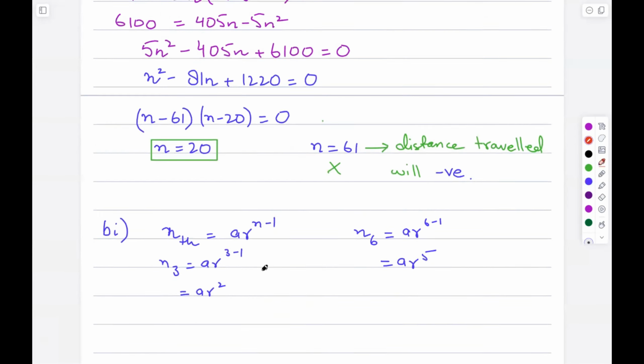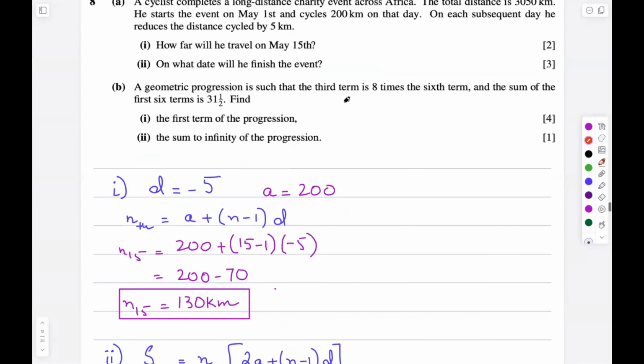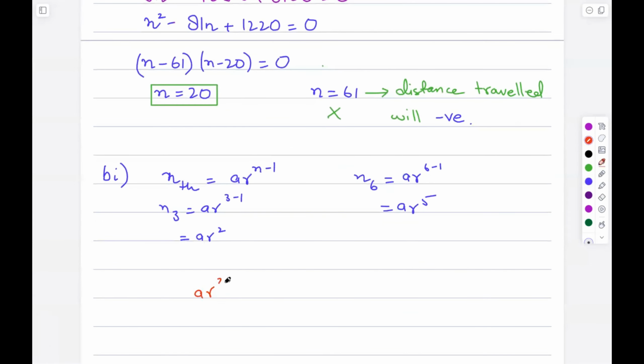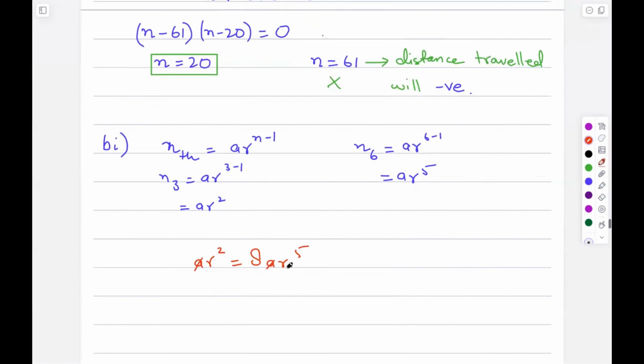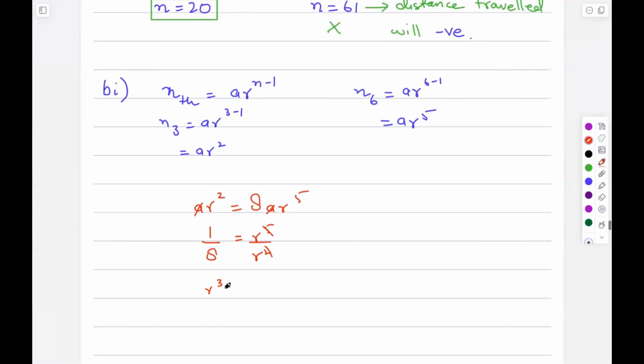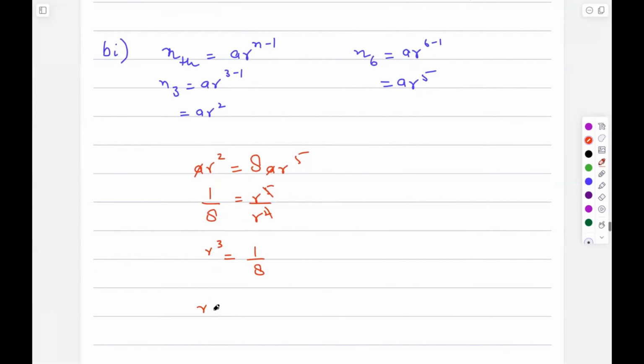Now making a mathematical equation, as it says that the third term is 8 times the sixth term, we can write this as the third term equals 8 times the sixth term. A and A will cancel. r squared will divide, so we can take 8 on the other side. This will become 1 upon 8 is equal to r power 5 upon r squared. So this will cancel out. r cube will be equal to 1 upon 8. And now taking the cube root of 8, the value of r will be 1 upon 2.